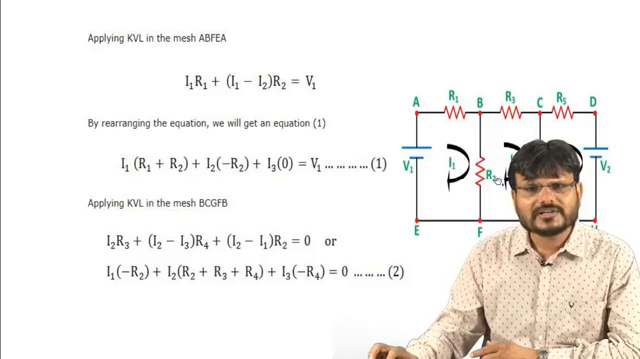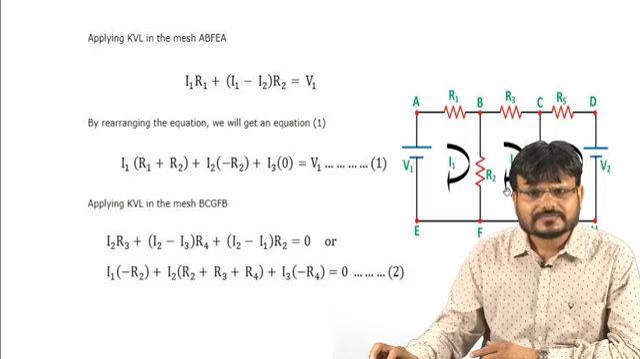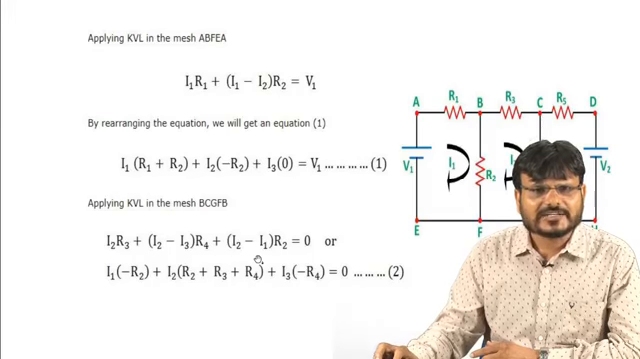So again you can apply the KVL. So what will be the value of this in this mesh? This will be (I2 minus I3) into R4 plus (I2 minus I1) into R2 is equal to 0. After the simplification, you can write the equation in this form. And this one is applied in the third mesh, that is CDHG.